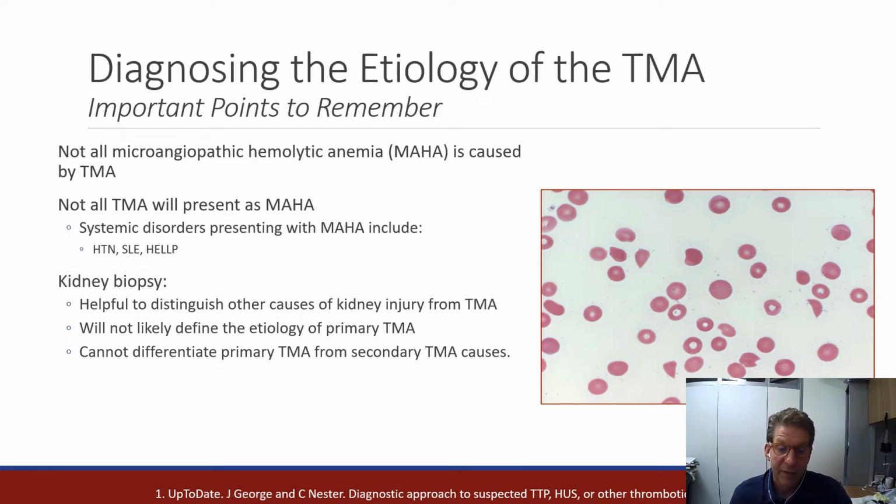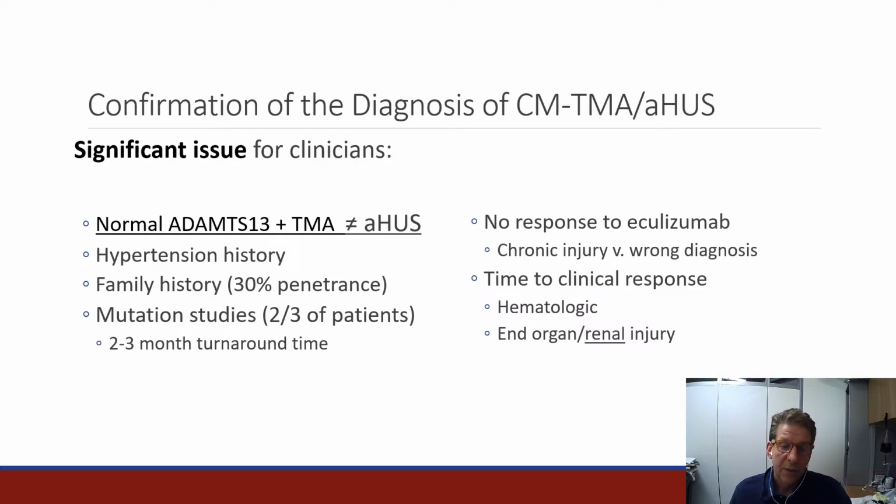It cannot differentiate primary from secondary causes. Again, it's showing you the injury, and you need to use your clinical skills and testing to understand and differentiate the etiology of the specific TMA that led to those findings. The difficult question for clinicians is confirmation of TMA or atypical HUS.